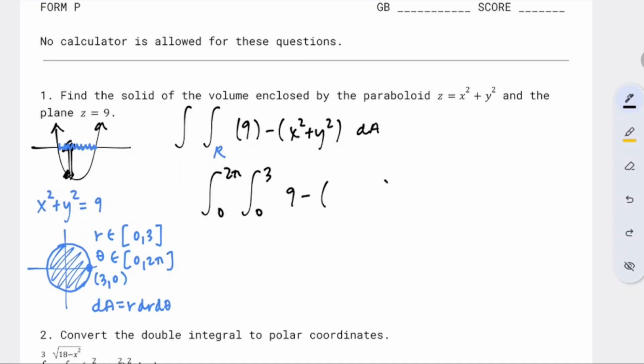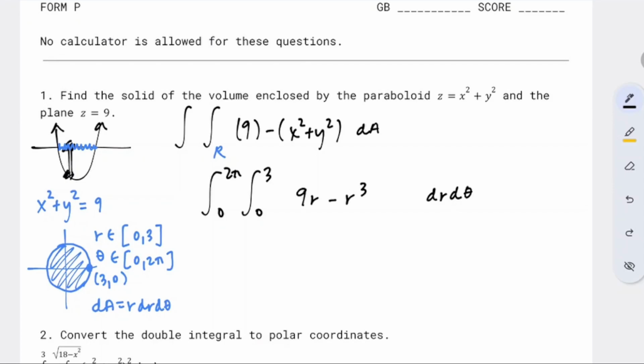I have to get rid of the x's and y's, but fortunately for me, x squared plus y squared equals r squared, and dA is r dr d theta. Now, because I don't have all that much room, I'm going to distribute the r over here and call that 9r minus an r cubed.